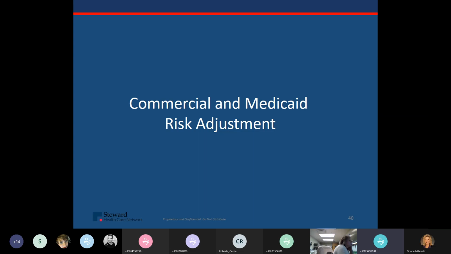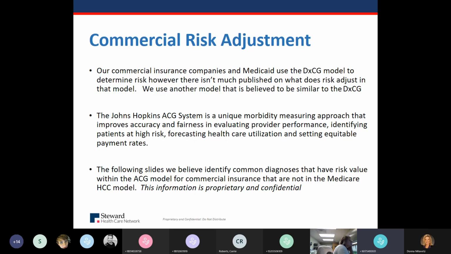Next slide. I actually already went over this, so I don't think I have to go over it again. You know, for commercial, we use the Johns Hopkins ACG system right now because the DXCG model, which is the model that is used by our commercial payers, does not communicate all of the thousands of conditions that have risk value. Next slide.